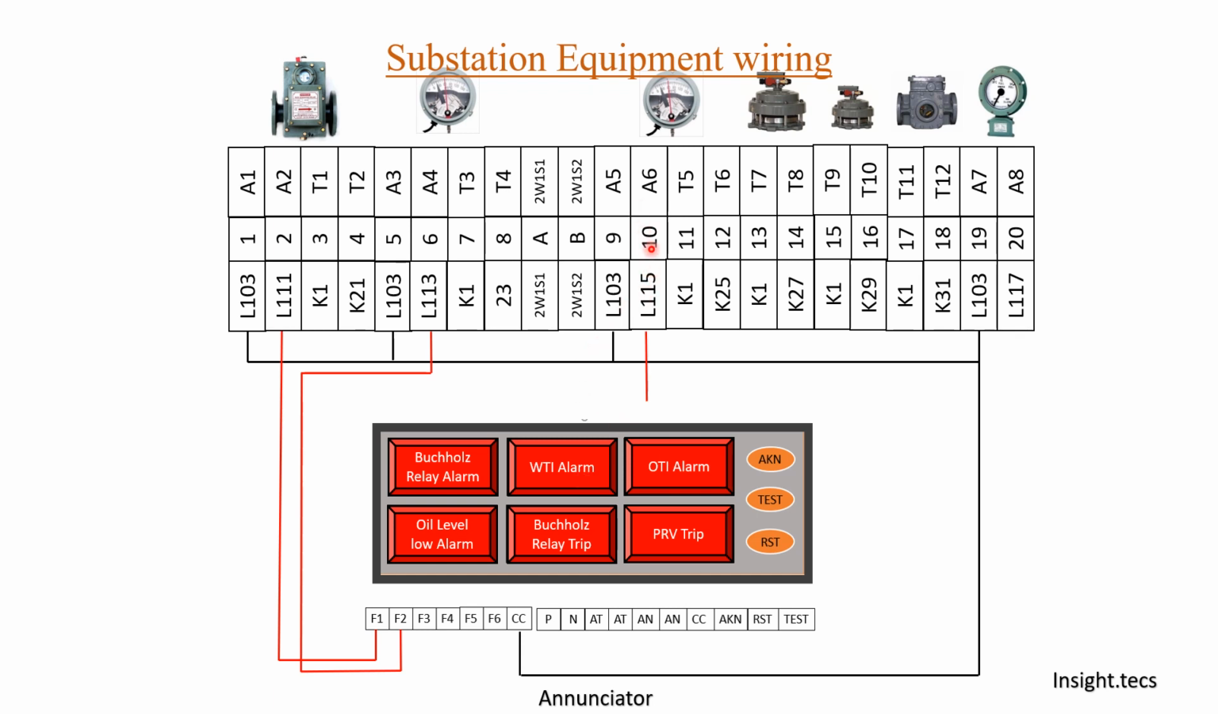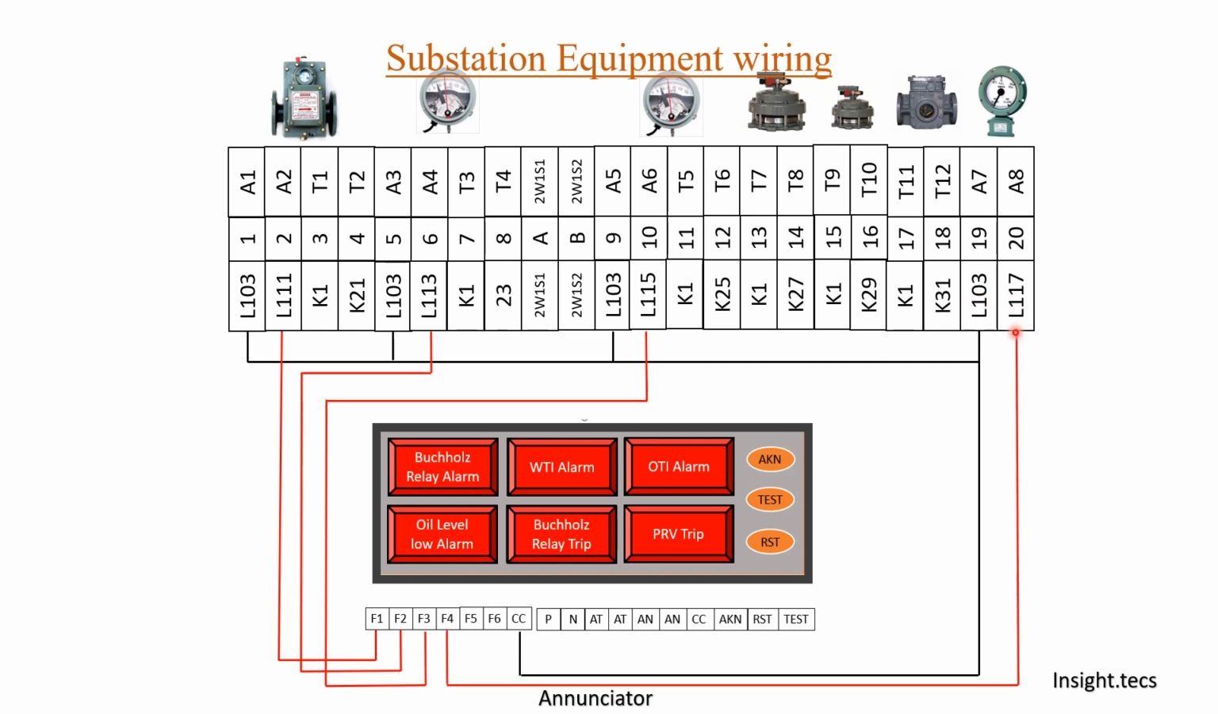The next alarm is OTI. OTI is over here, A6. So L115, we will connect it to the F3 window. And the last one is L117 for the oil indication. Okay, so we will use window 4, oil level low alarm. So we will connect L117 to F4. So this is how you will bring all your contacts to the annunciator.